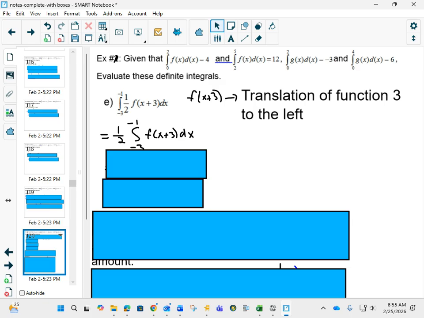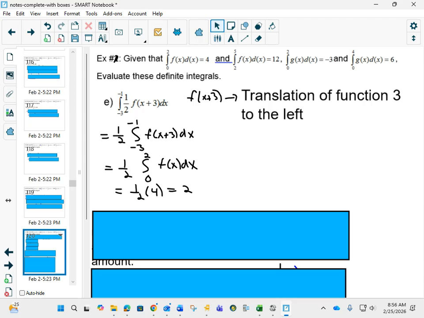So we could bring that half out in front. That's one of our properties. Then we can apply the shift. If this is moved 3 to the left, we can move it back 3 to the right, and that would be f of x. So this area between negative 3 and 1 is the same as the original function's area between 0 and 2.